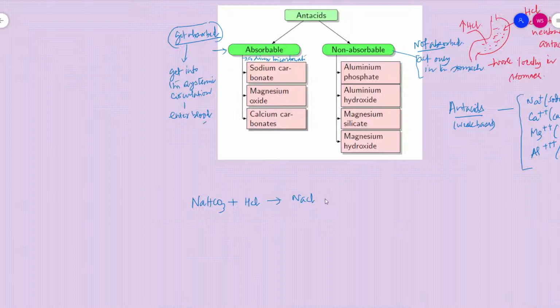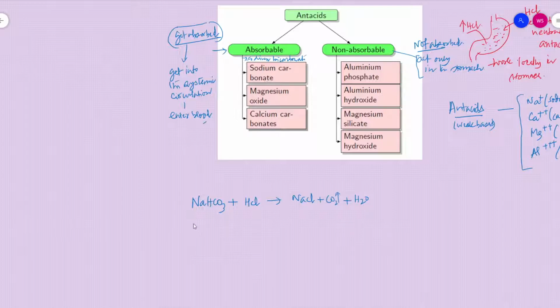What does it form again? Sodium chloride and, very good, carbon dioxide and water. So initially it forms sodium carbonate, and then sodium carbonate reacts with the HCl to form sodium chloride, carbon dioxide and water. So this carbon dioxide is a gas.